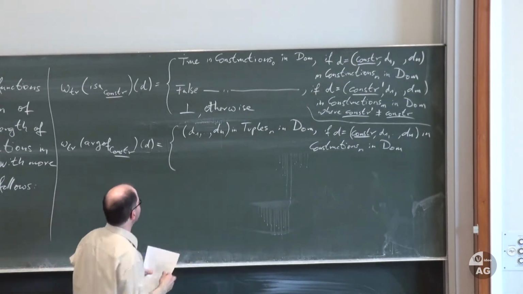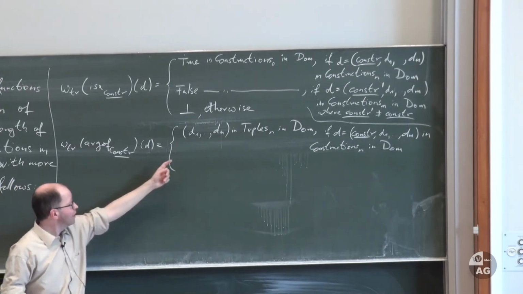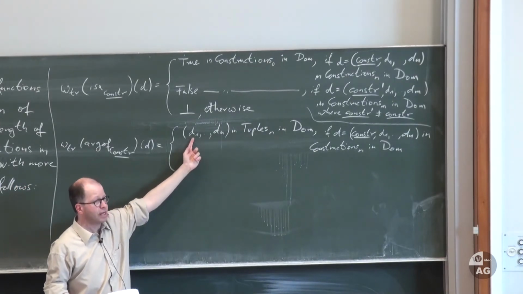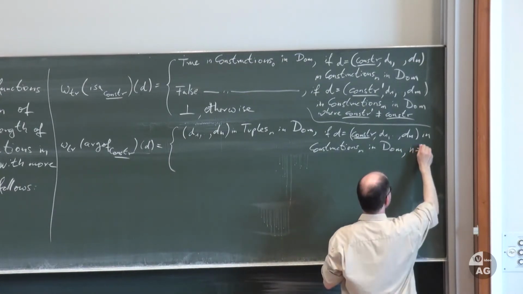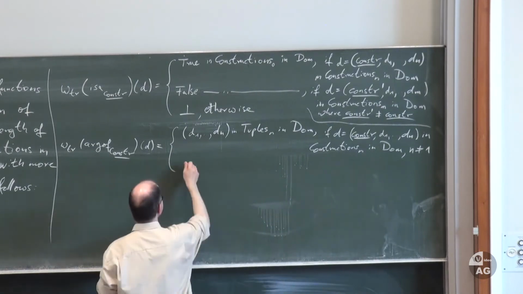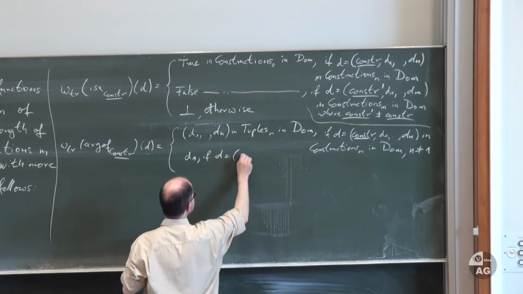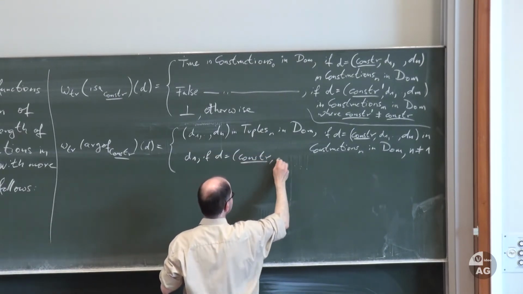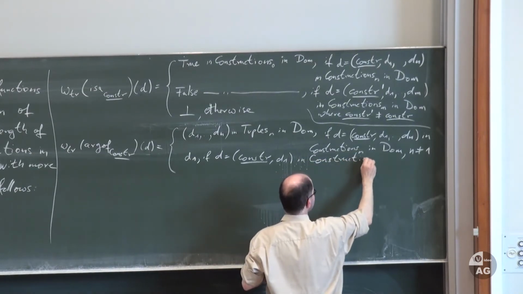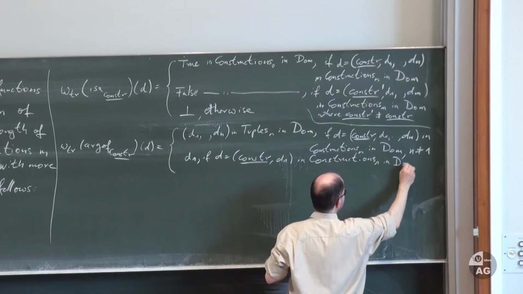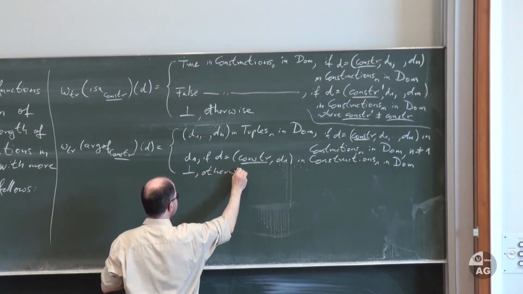And in the special case where this is a constructor of arity 1, it should not return a tuple, but it should return just this argument. So this we only do in the case where n is not 1. If n is 1, then we return just the argument. So it's just d1 if d is constr applied to d1 in constructions 1 in DOM. And otherwise it's bottom.